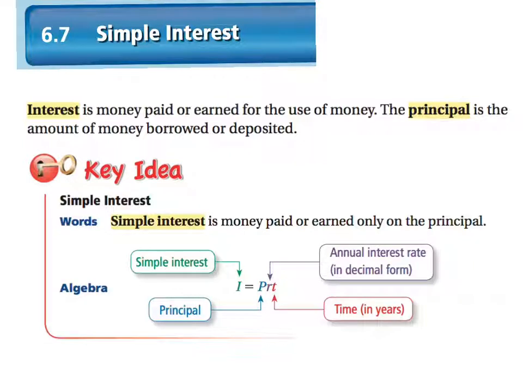So here's your key idea. Your key idea starts talking about simple interest. Now, simple interest is money that you paid or earned only on the principal. So let's talk about compound interest for a second.